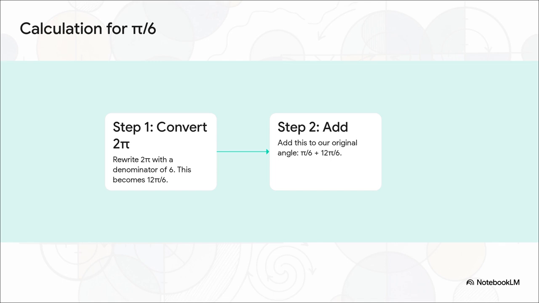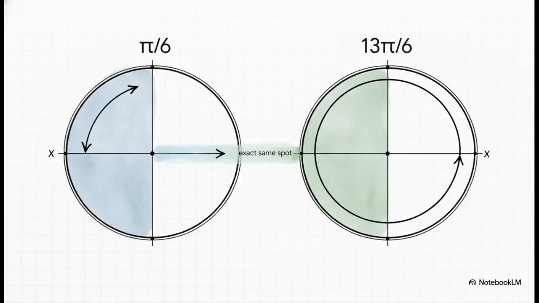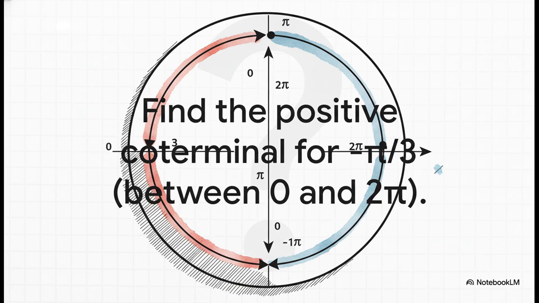And here comes our trick. What's 2 pi with a denominator of 6? It's 12 pi over 6. See how easy that is now? The fractions match and we can just add them. And boom, there's our answer, 13 pi over 6. What this means is that if you go all the way around the circle once and then go an extra pi over 6, you land in the exact same spot as if you had just gone pi over 6 to begin with. They're coterminal.